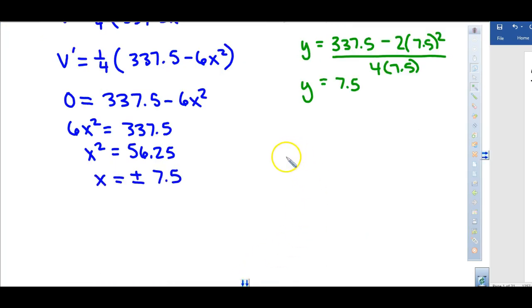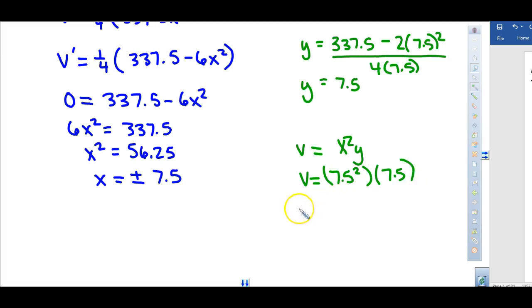So my volume is x squared times y. So that would be 7.5 squared times 7.5. So my maximum volume is going to be 421.875 cubic centimeters.